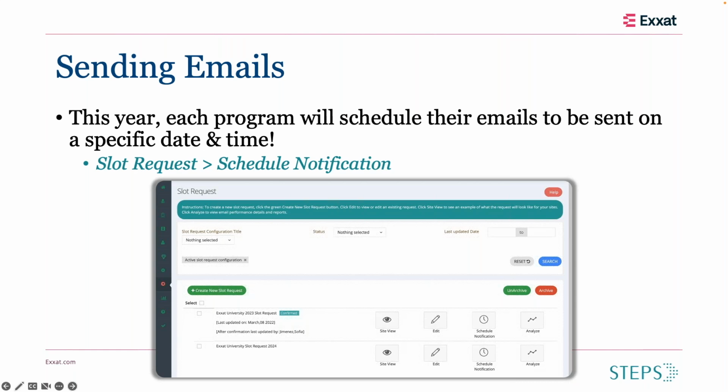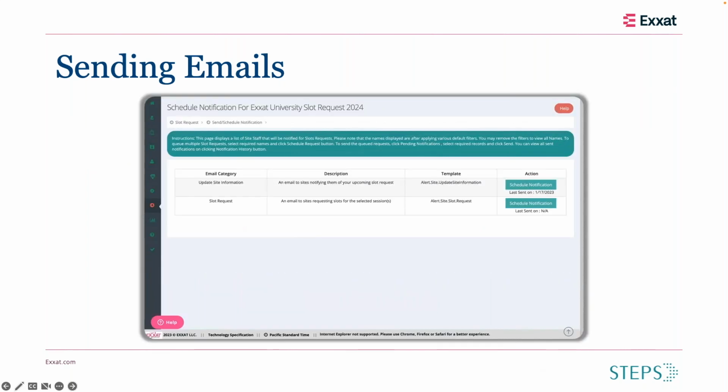So again, each program will schedule their emails to be sent on that specific date and time. Our system will actually do the sending. You don't have to send each individual one. It's just the scheduling of those emails. So to schedule those emails, we're going to go into slot request and we're going to select schedule notification. That's going to be that icon there.